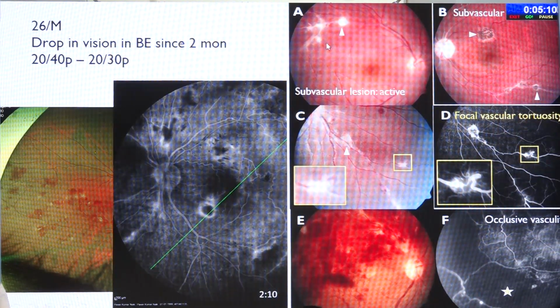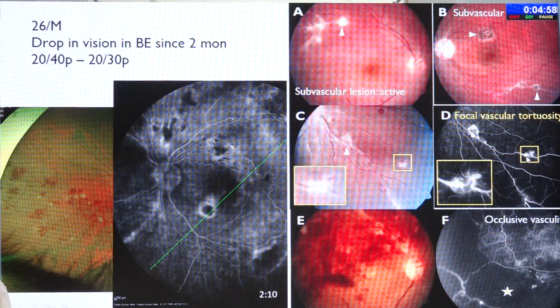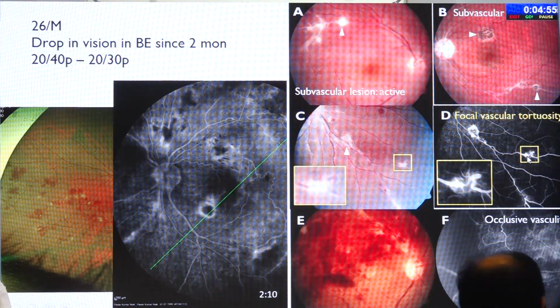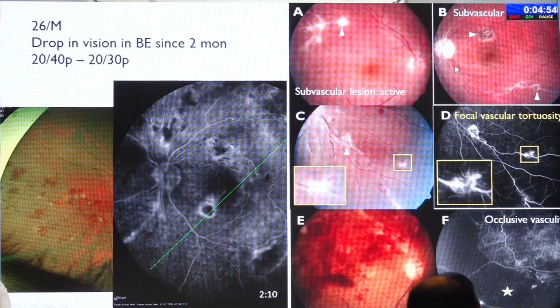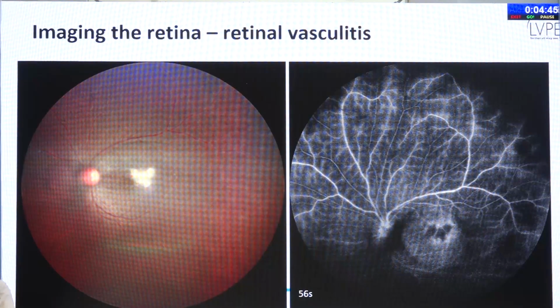This is the active subvascular lesion. This is the healed subvascular lesion. This is a new entity that we have reported, which is the focal vascular tortuosity, which is away from any capillary non-perfusion and is within the area of vasculitis. Then the occlusive vasculitis. So if you see all these features in an eye with retinal vasculitis, you should be strongly suspecting tuberculosis as the etiology.